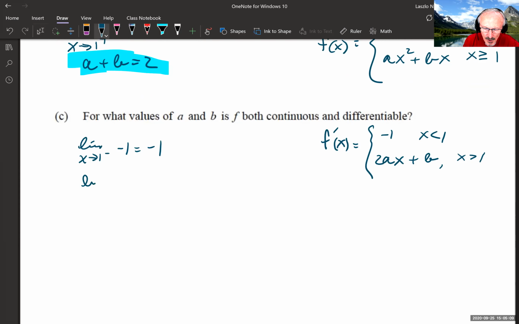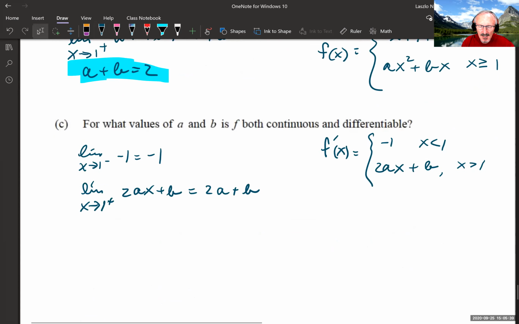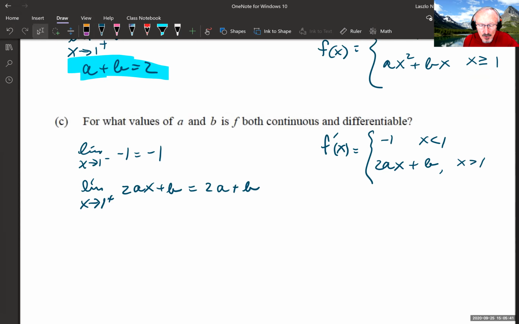I will also check the limit as x approaches 1 from the right, and what do we get there? Well, we have 2 times ax plus b, and I end up with 2a plus b. And remember, in order for the derivative to exist here, we have to have a function that's continuous, but we've already established in part B that the function would be continuous if a plus b equals 2.